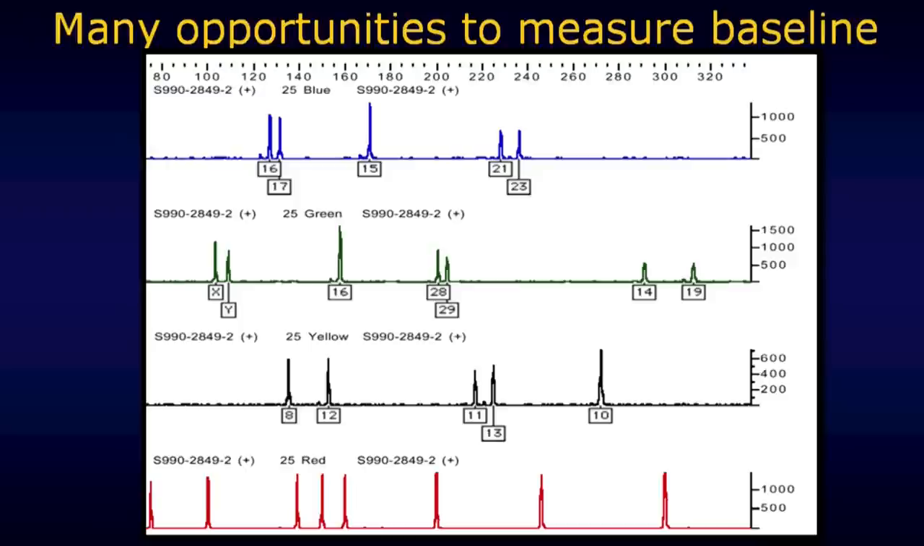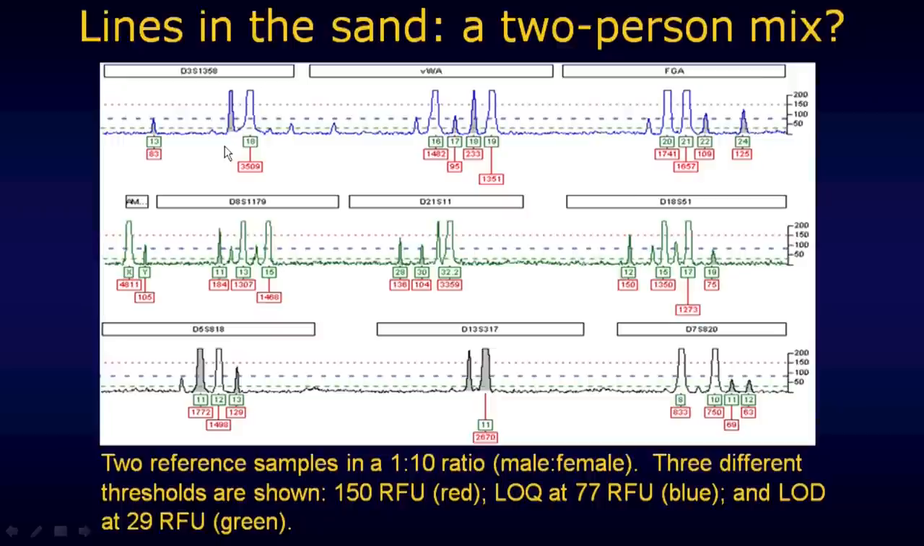With an electropherogram, there are lots of opportunities to get a feel for how much noise is going on at the background level. This is an electropherogram that shows you a positive control. We know where the peaks should be for a positive control. Pretty much anywhere else on this electropherogram, aside, say, from the 16 and the 17, that is background noise. And we can assess the average value and the standard deviation and use that to determine a limit of detection and a limit of quantitation.